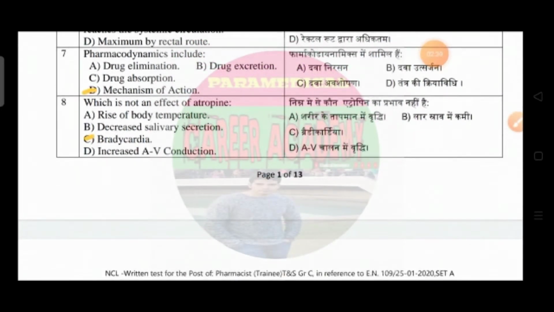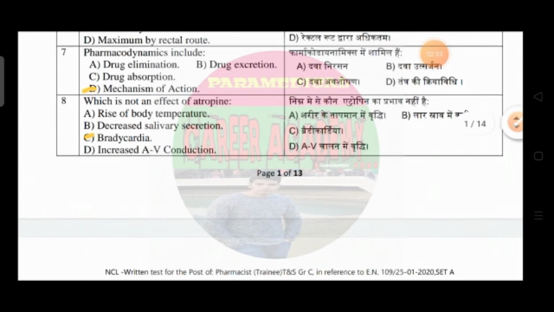Question number 7: Pharmacodynamics includes? Option A is drug elimination, option B is drug excretion, option C is drug absorption, option D is mechanism of action. So the correct answer is option D, that is mechanism of action.